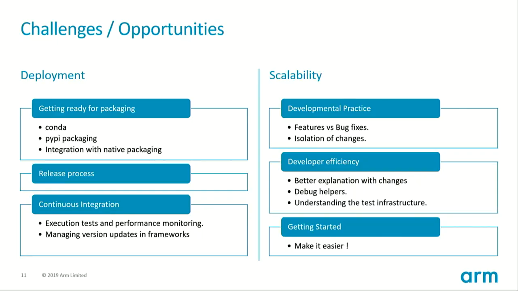Developer efficiency would benefit. TVM is moving extremely fast. The number of posts, the number of pull requests are pretty high. It's very hard to keep up with what's going on. It would be really nice if there were better explanation with changes. It would be really nice if we had debug helpers, if we paid attention to some of these things. And it would be really nice if we could understand how the test infrastructure works.